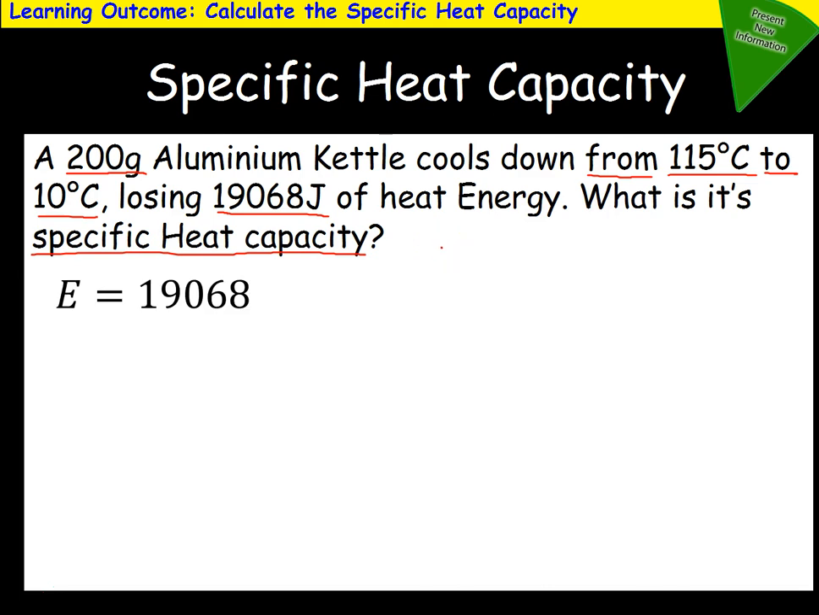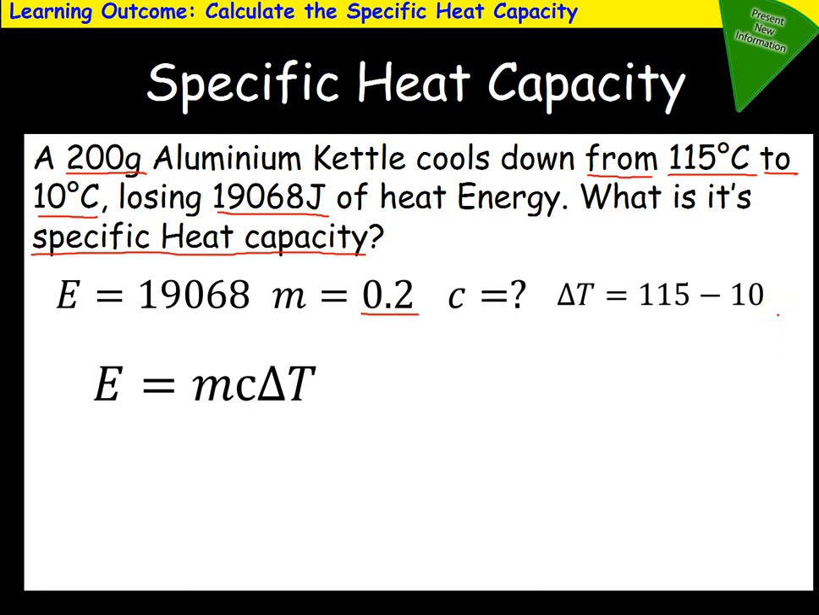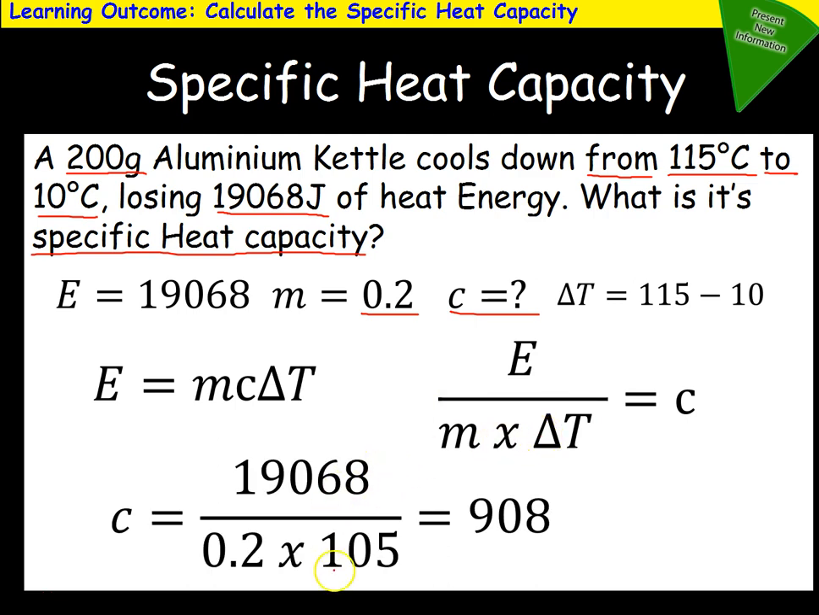So energy, mass, which we've converted into kilograms. Remember, to convert from grams to kilograms, you divide by 1,000. Specific heat capacity is what we're working out, and our change in temperature is from 115 to 10. So we write our equation. We then have to rearrange it because we now need to work out specific heat capacity, which I did before, which is E divided by M times delta T. We then put our numbers in. Notice the change in temperature being 105, and then we get our answer. And the last stage, don't forget the unit. Specific heat capacity has units of joules per kilogram per degree C.